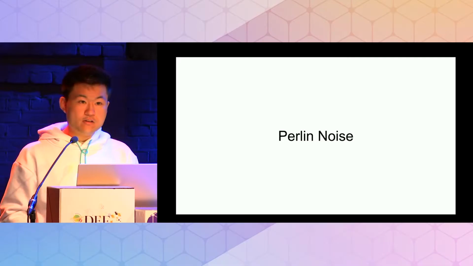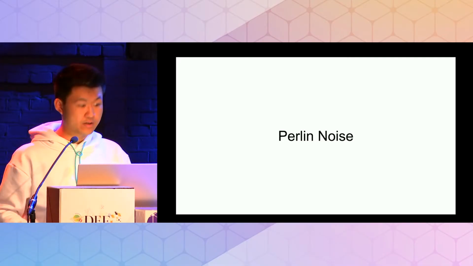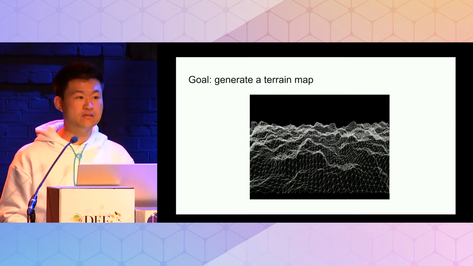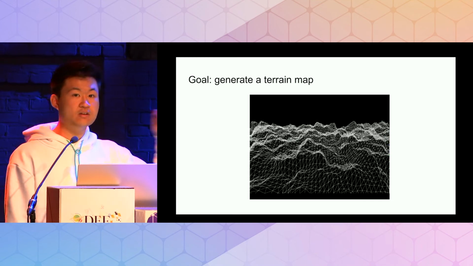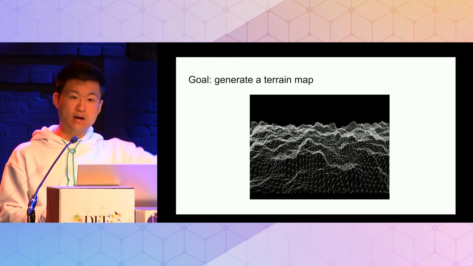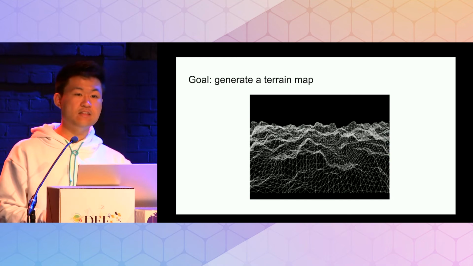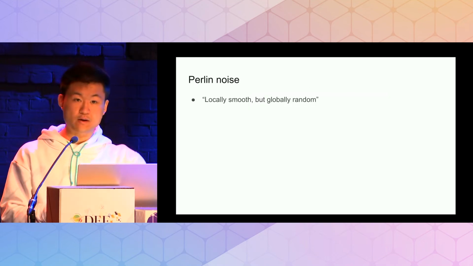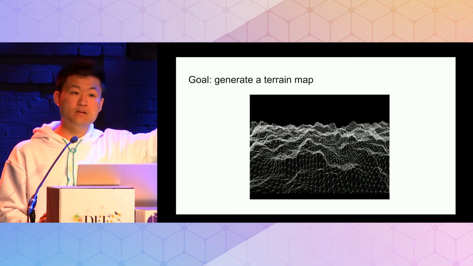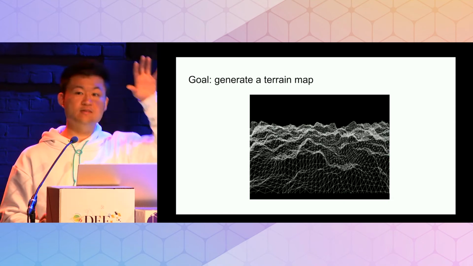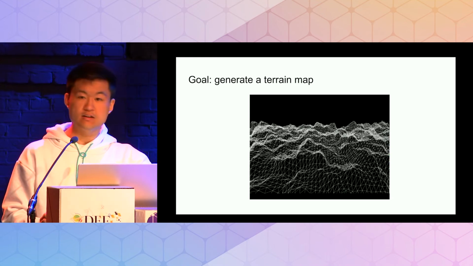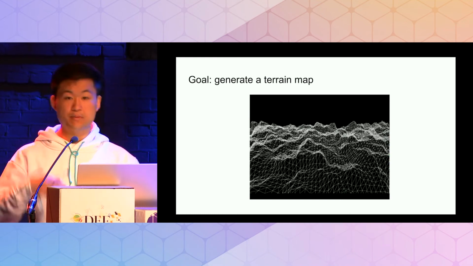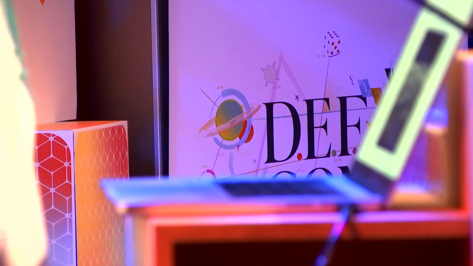So the particular algorithm that we're going to dive into today is called Perlin noise. What Perlin noise allows us to do is essentially generate a terrain map. In other words, we can generate terrains that are locally smooth but globally random. If something is a hill or the top of a hill, then the points close to it are also going to have high terrain. If something is a valley, then the points near it are also going to have a low altitude. But overall, if you look across the whole terrain, there's going to be a huge diversity of different altitudes and features.